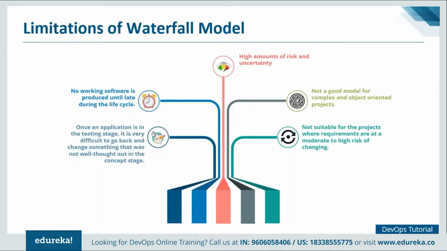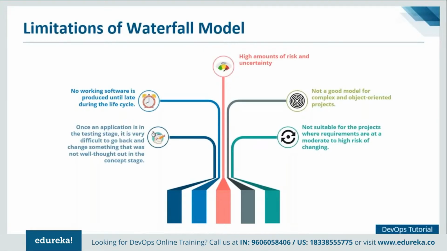Now, going back to the previous stable version also used to take a lot of time. It is not a good model for complex and object-oriented projects, and it is not suitable for projects where requirements are at a moderate to high risk of changing. What I mean by that is, suppose your client has given you a requirement for a web application today. Now, you have taken your own sweet time and you are in a condition to release the application after 1 year.